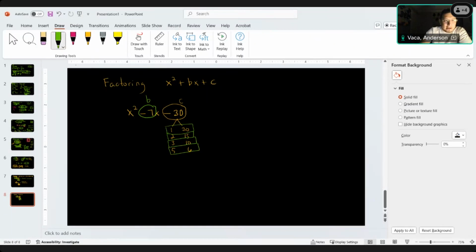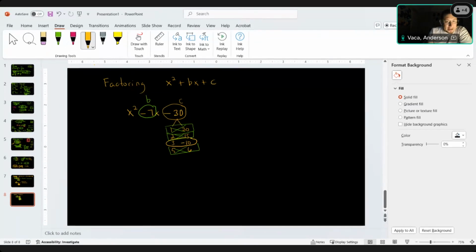That's right. It's not going to happen with 1 and 30. It's not going to happen with 2 and 15 because the best you could do is 13. And you cannot do it with 5 and 6 because the best you could do is just 1. It's going to have to be 3 and 10. However, to get that -7, 10 must be negative.